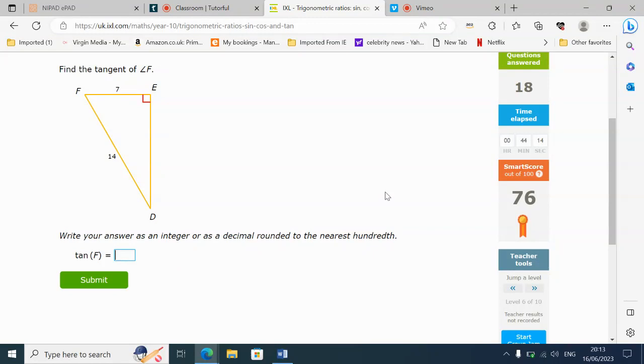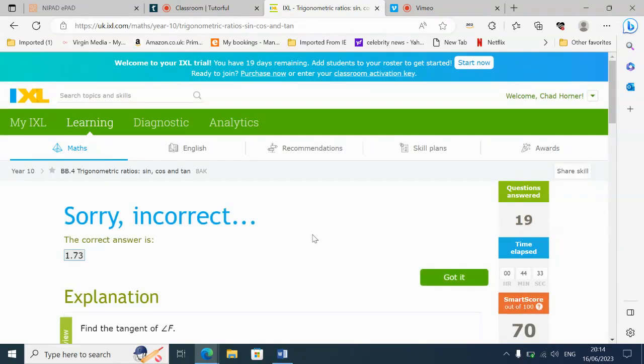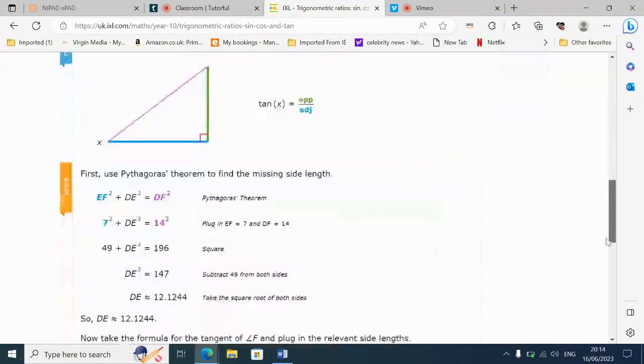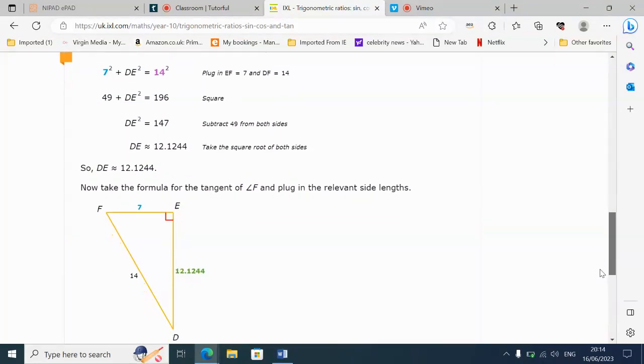So 12.25 divided by 7 is 1.75. There's nothing after 5. Right, well, we go with this one and see what IXL gives us. 1.75. Oh, we were close. We were so close. It says 1.73. We were nearly there. So what did we do wrong?